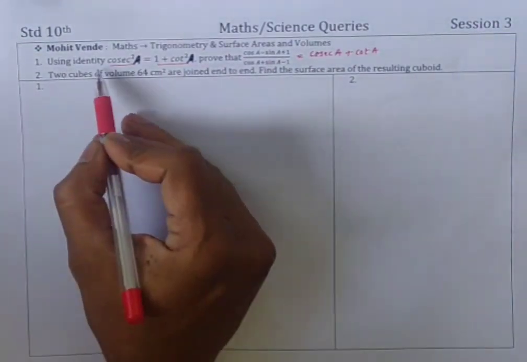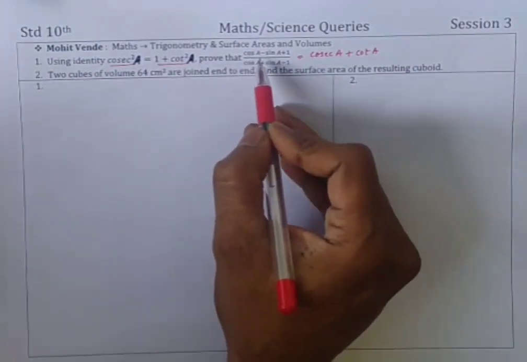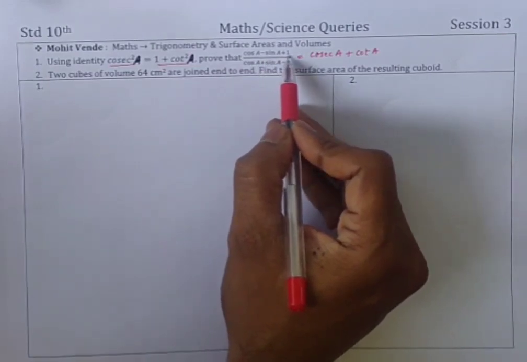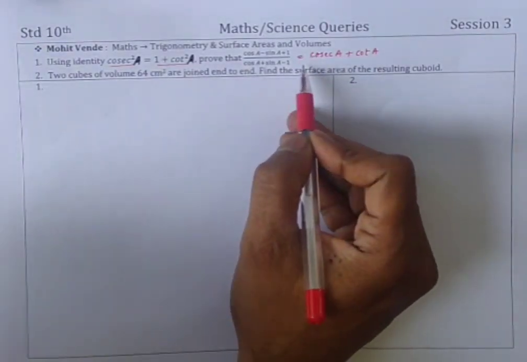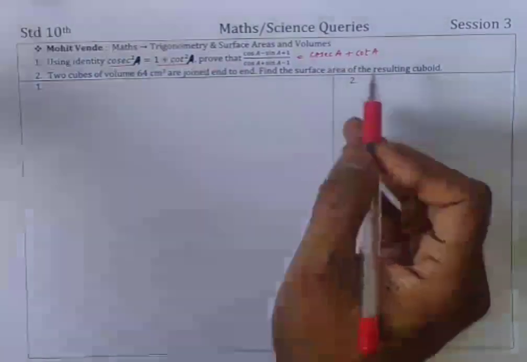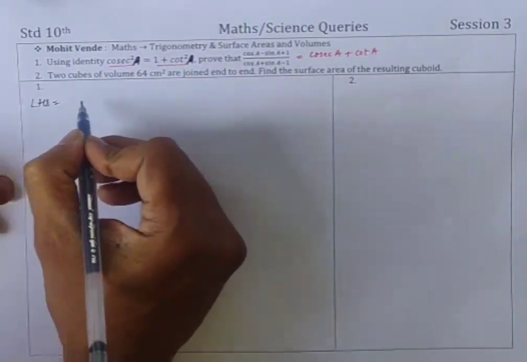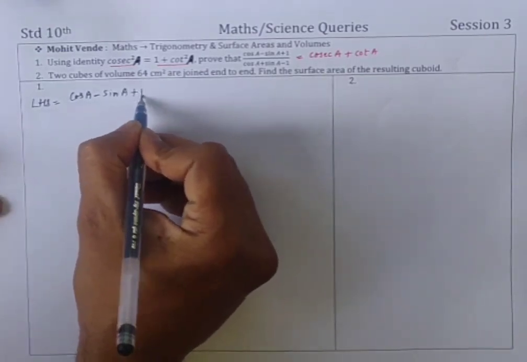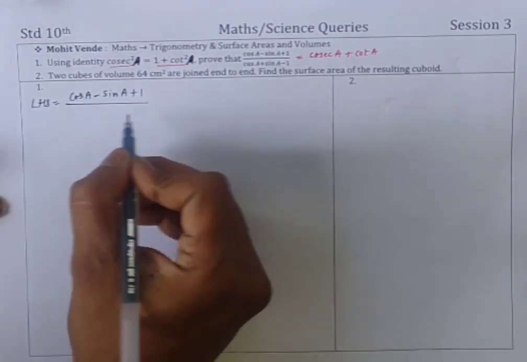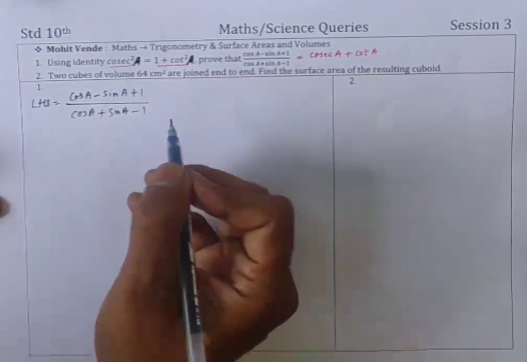Using identity cosec square A is equal to 1 plus cot square A, prove that (cos A minus sin A plus 1) whole upon (cos A plus sin A minus 1) is equal to cosec A plus cot A. Children, you have to be very careful. See what is left hand side? I am writing left hand side. Left hand side is cos A minus sin A plus 1 upon cos A plus sin A minus 1.